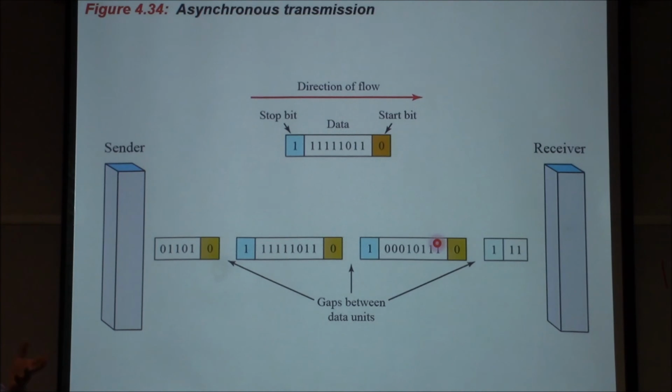Asynchronous transmission, we don't use it in transmission. Why? Because it has low data rate. So for local area network, for wide area network, we use only synchronous transmission. So why do we use asynchronous transmission? It is used in a specific application.